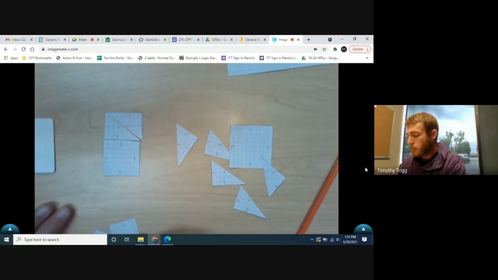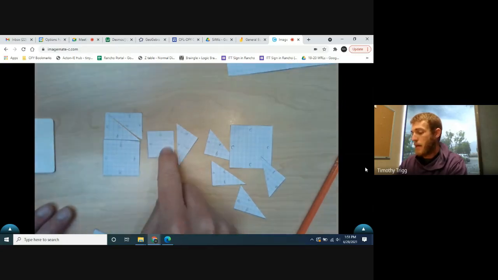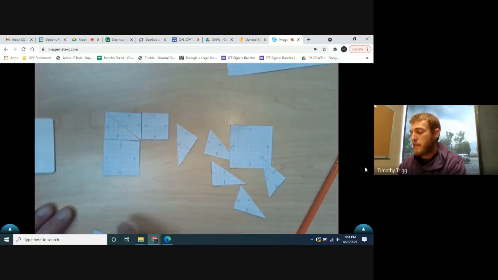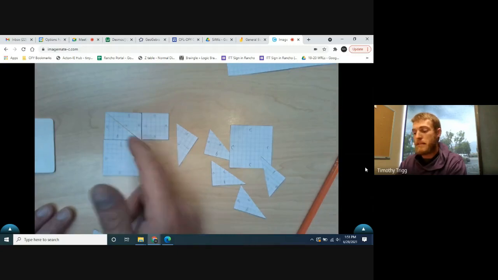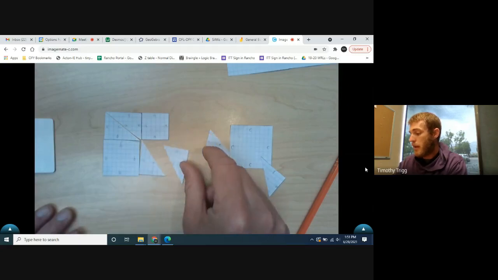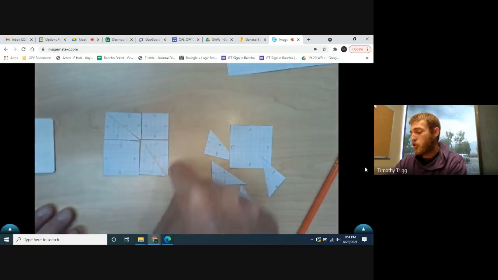Okay. Notice this length right here is A. So maybe I could put my A square right next to that. Okay. Think of it as pieces of a puzzle. A's connect to A's, B's with B's, C's with C's. Okay. Could put this one right here. And I can put that one there. Okay. You see how I formed a larger square by using those pieces?